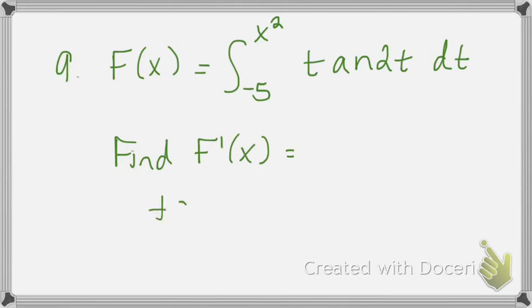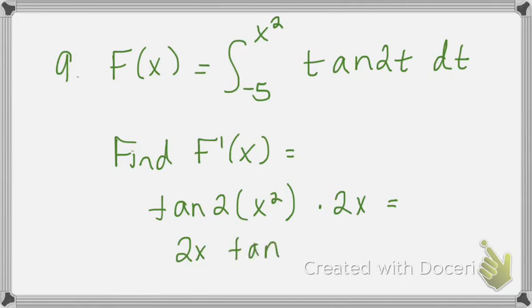You would plug in the x squared for t, and then you would multiply by the derivative of x squared. And then you don't plug in the negative 5 because the derivative of that would be 0. So you would get that. If you want to put the 2x in front, that would be great.